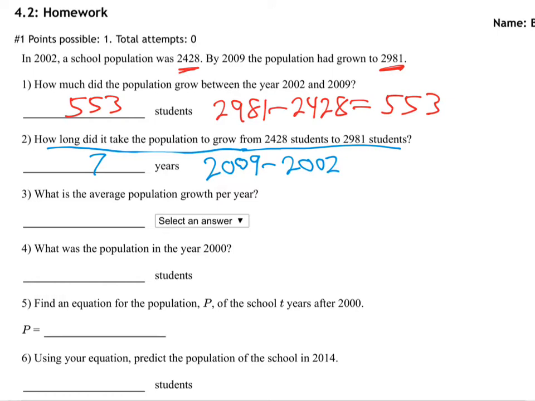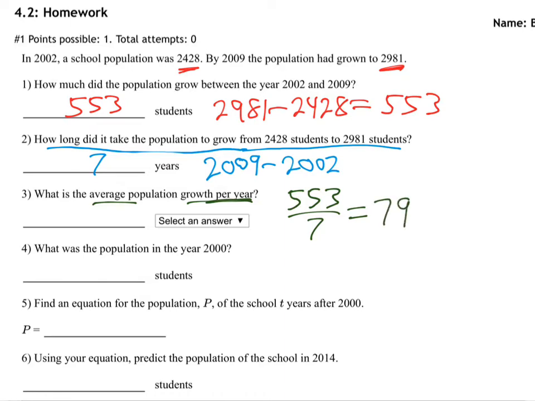So, if they want the average growth per year, right? So in other words, the population of the school went up 553 students. 553 students over 7 years, didn't it? So if we divide, we'll find the average number of students per year. Somebody get that number? 79.